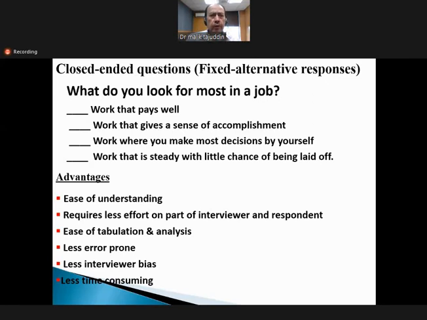Then you come to the closed-ended questions, and closed-ended questions, in other words, are also called fixed alternative responses.